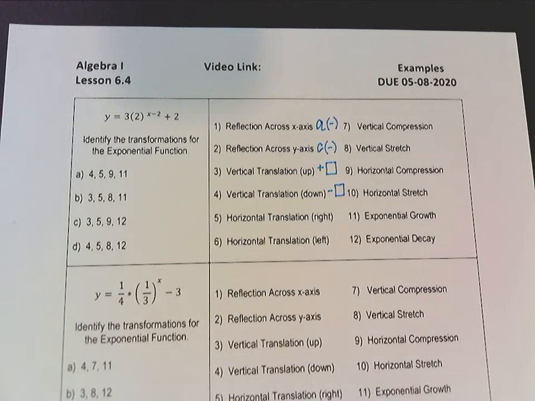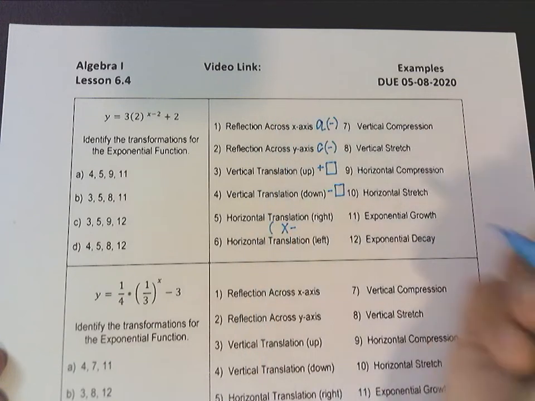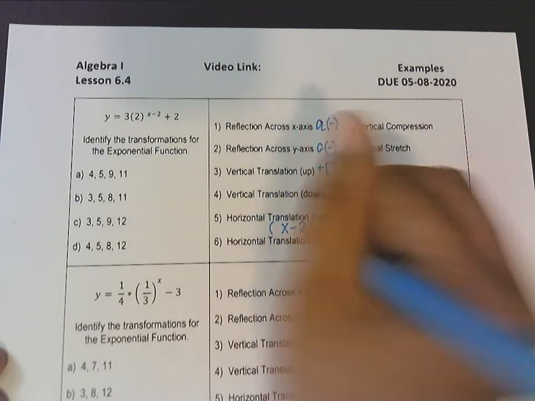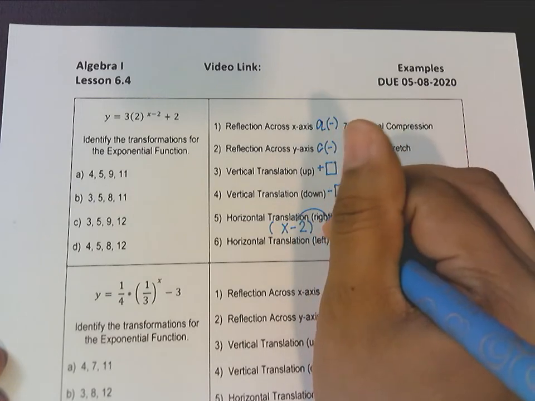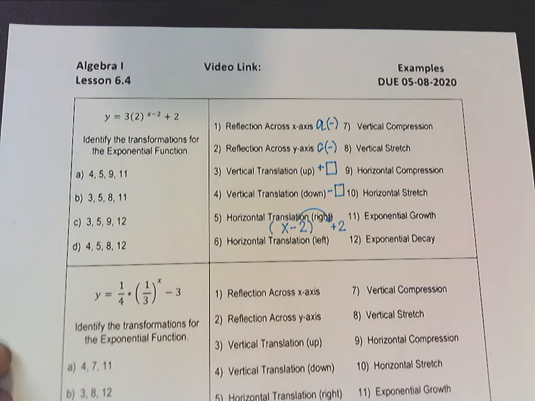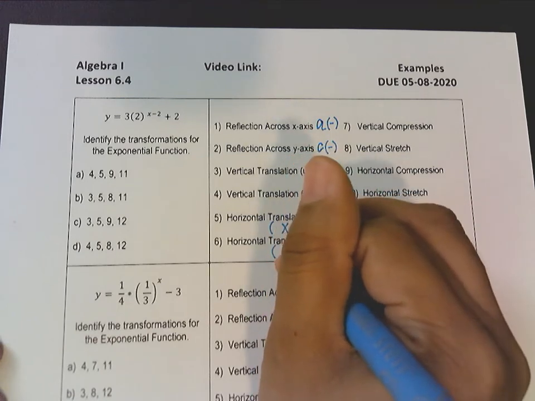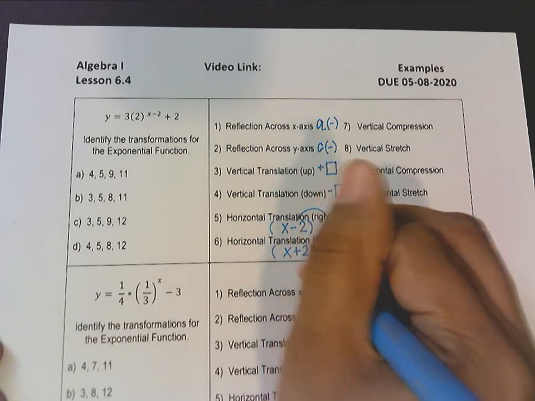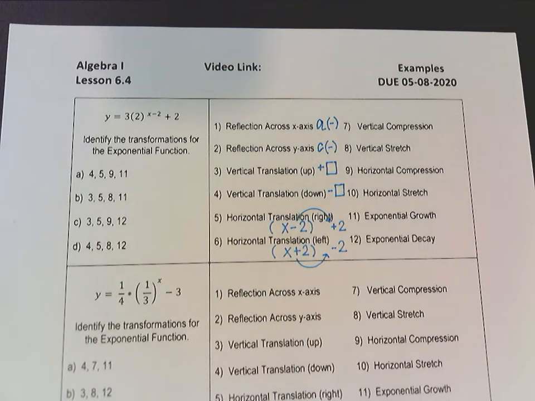My horizontal translation means x minus, and I'm just going to use 2, minus 2, because what comes out is a positive 2. Since it's a positive number that comes out, I'm shifting to the right. For a horizontal translation to the left, x plus 2, what comes out is a negative number, in this example negative 2. Negative numbers are to the left of 0, so you are moving to the left.